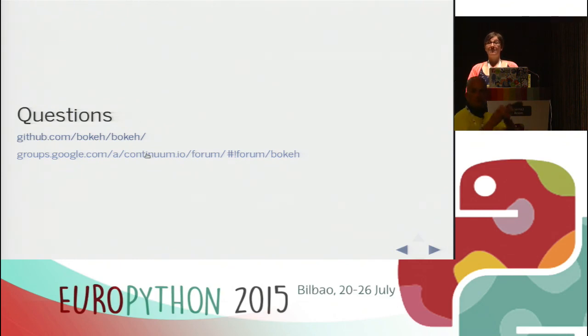The question was, can you embed a Google Map or an OpenStreetMap or something like that? There is actually a GMAP plot, like a plot that you can instantiate, which works okay.